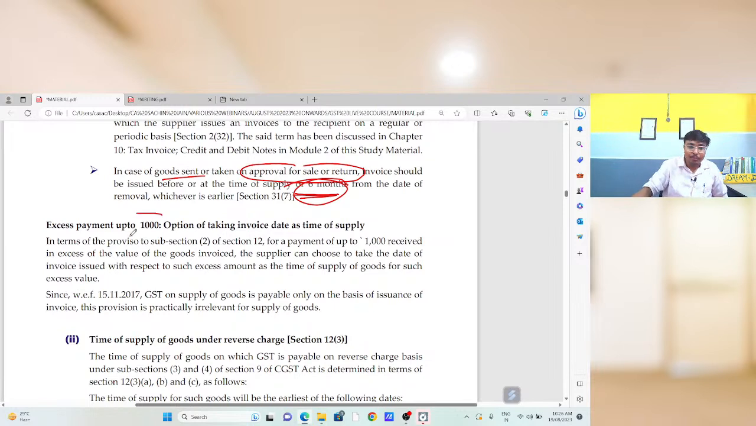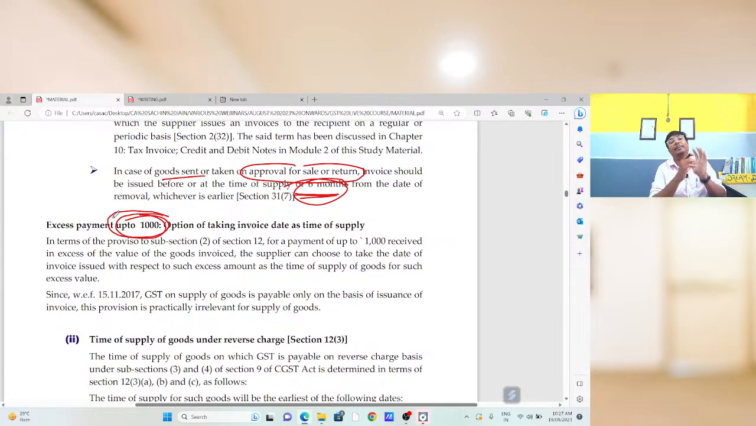Now, on 1000 rupees, suppose I am a supplier of pens, and I had made supply of these pens to Mr. X, and at the time of payment Mr. X made me a payment of 800 rupees extra. I got 800 rupees extra. In that case it is completely optional: I can pay tax on that 800 this time, or I may adjust that 800 rupees at the time of the next buying, and pay the tax on that 800 rupees next time. This scheme is applicable for 1000 rupees.